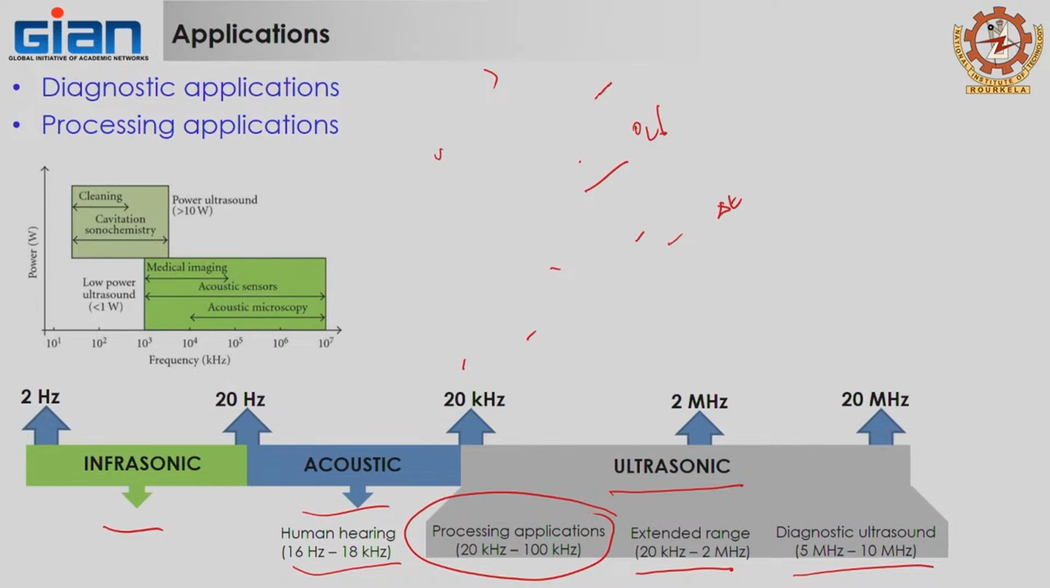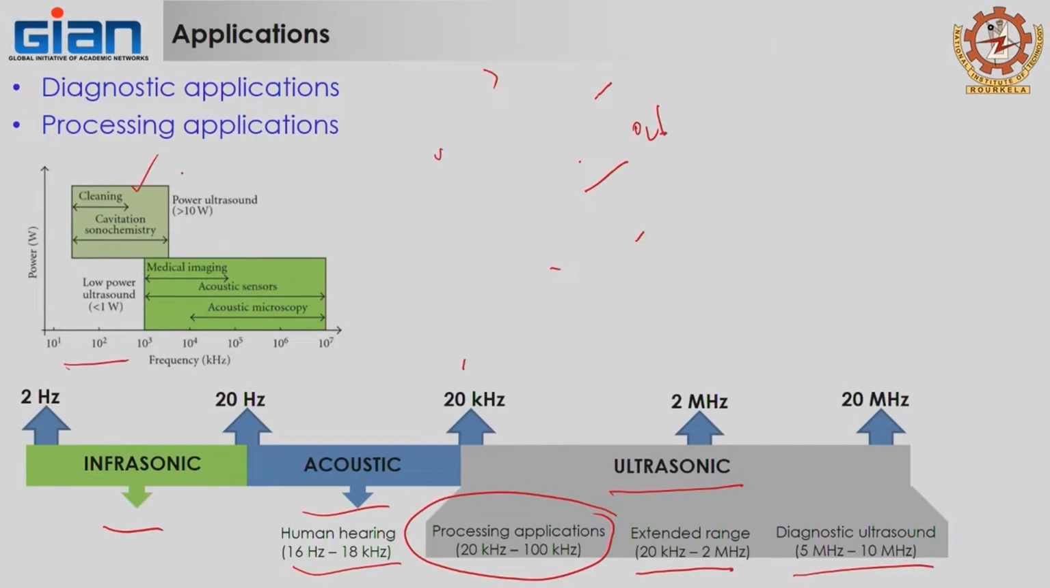The majority of these applications are related to making sensors, diagnostic purposes, detection of tumors. How many of you have gone through an ultrasound in a hospital? You put a sensor, it tickles, it sends sound waves and it determines the structure. So, lower frequency is for cleaning, cavitation, higher power. Low power is for imaging, sensors, microscopy. This is the way an ultrasonic system can work.